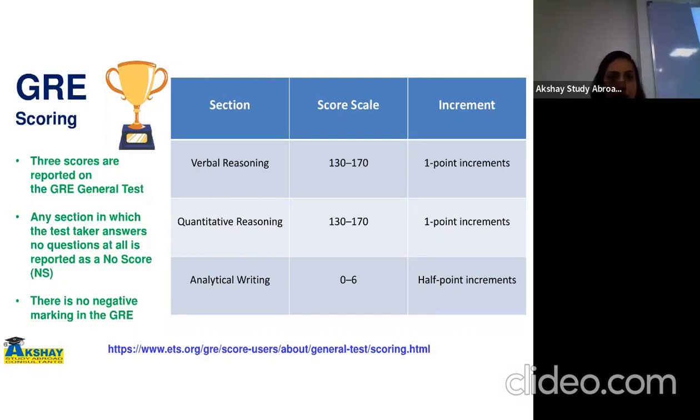All right. So 3 scores are reported. Any section in which the test taker answers no question at all is reported as no score. That means you cannot leave questions unattempted because it is equivalent to 0. It is equal to 0. Okay. But at the same time, you do not receive credit for partially correct answers. Okay. So there are question types where you need to choose 2 options, 3 options. So all the options that you choose must be correct. There is no partial credit. But however, there is no negative marking in GRE. Okay. So that's how the test is scored.